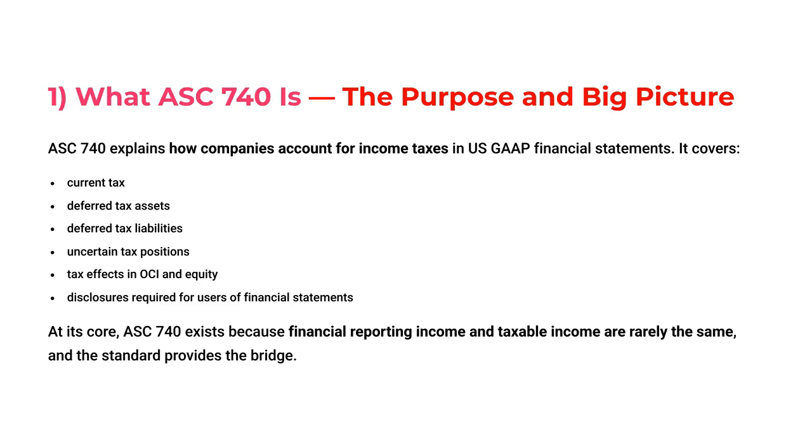What ASC 740 is, the purpose and big picture. ASC 740 explains how companies account for income taxes in US GAAP financial statements. It covers current tax, deferred tax assets, deferred tax liabilities, uncertain tax positions, tax effects in OCI and equity, and disclosures required for users of financial statements. At its core, ASC 740 exists because financial reporting income and taxable income are rarely the same, and the standard provides the bridge.